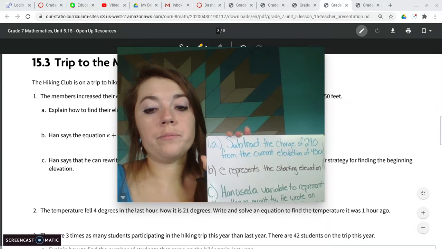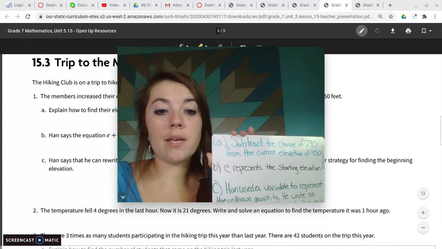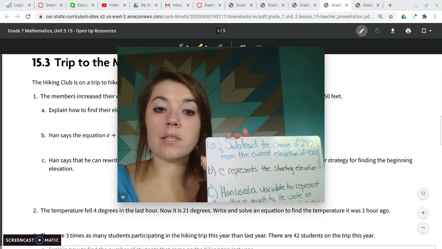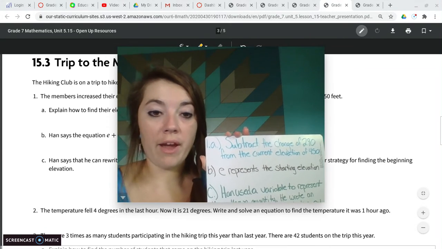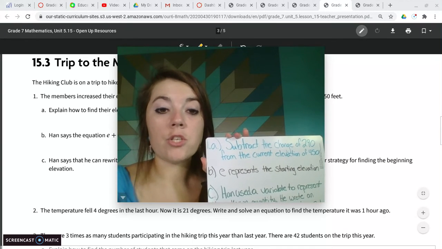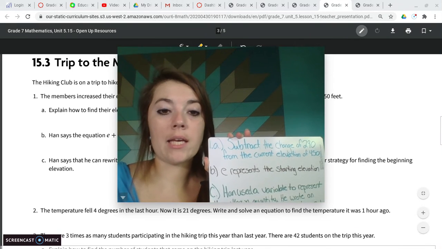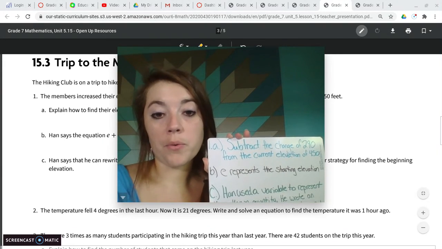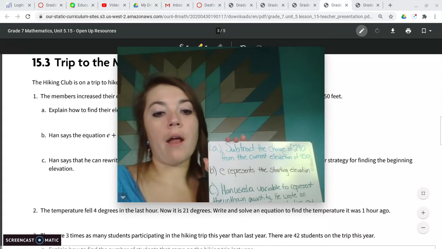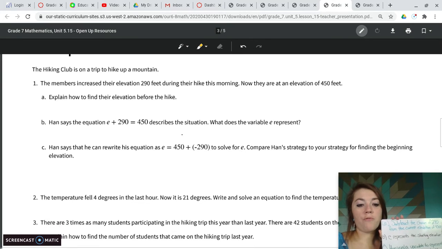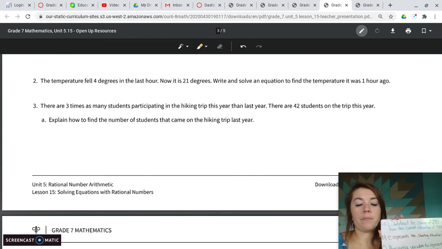What Han did, though, is he wrote an equation that represented the situation. So some value plus this amount of change equals this final elevation. And then he solved it using what we did previously, so looking at the additive inverse, adding the opposite to both sides to cancel out. All right, for number 2. The temperature fell 4 degrees in the last hour. Now it's 21 degrees. Write and solve an equation to find the temperature it was an hour ago.